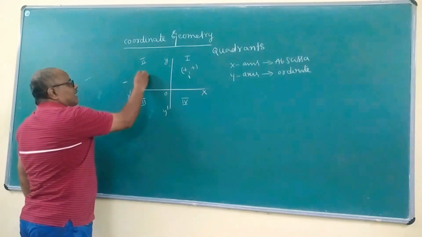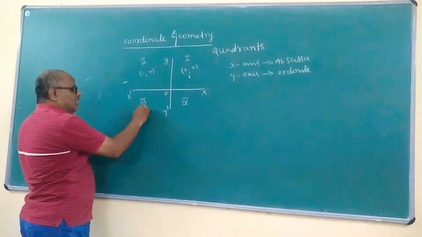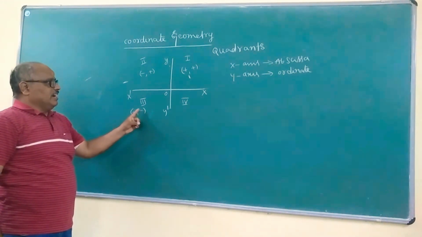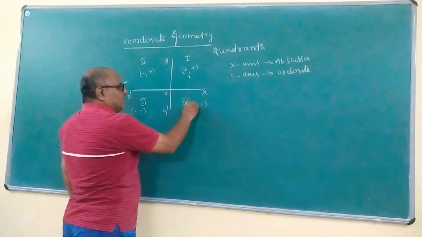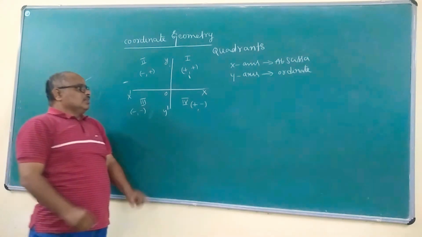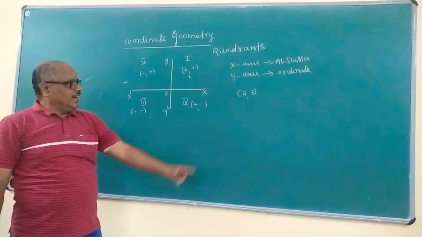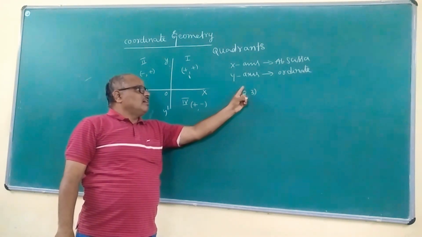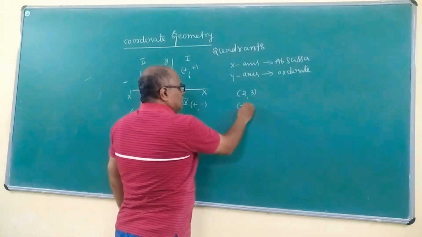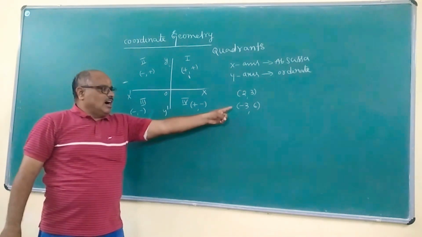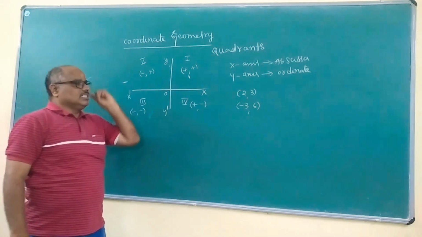In the second quadrant, abscissa is negative, ordinate is positive. In the third quadrant, both abscissa and ordinate are negative. In the fourth quadrant, abscissa is positive, ordinate is negative. Suppose (2, 3) is one of the coordinates. Here both abscissa and ordinate are positive, therefore it lies in the first quadrant.